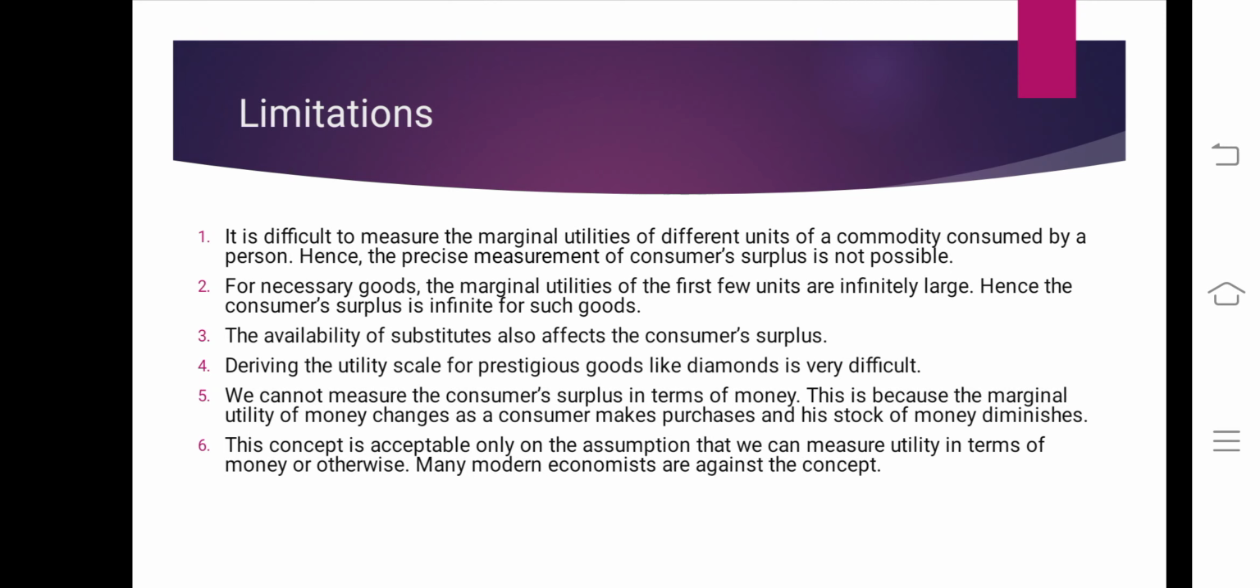The availability of substitutes also affects the consumer surplus. The fourth point is deriving the utility scale for prestigious goods like diamonds is very difficult. Fifth, we cannot measure the consumer surplus in terms of money. This is because the marginal utility of money changes as a consumer makes purchases and as the stock of money diminishes.